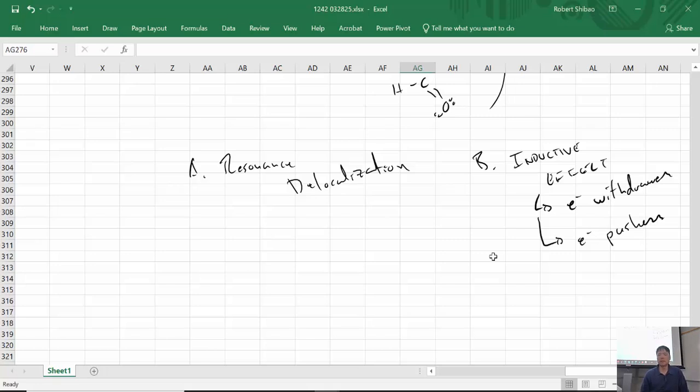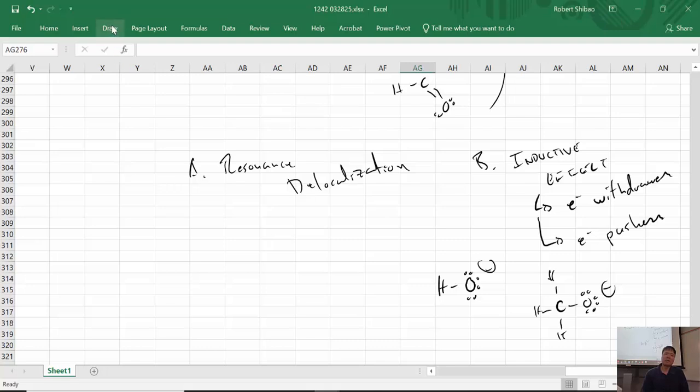Let me give you an example of this. Which one would you expect to be a stronger base? Hydroxide or methoxide? Can I resonance delocalize either of these? Is resonance delocalization possible? No, it's not possible. So how about the inductive effect?